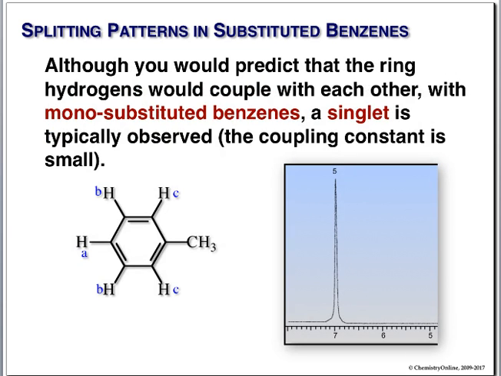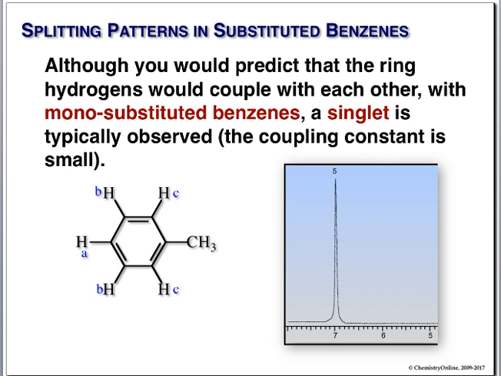This is a monosubstituted benzene. Now, you can look at this and say, okay, A should be split into a doublet by B. B should be split by C and A, so that's a doublet of doublets. Again, B is split by A and C, doublet of doublets. C is split by B into a doublet. You should wind up with lots of peaks, shouldn't you?